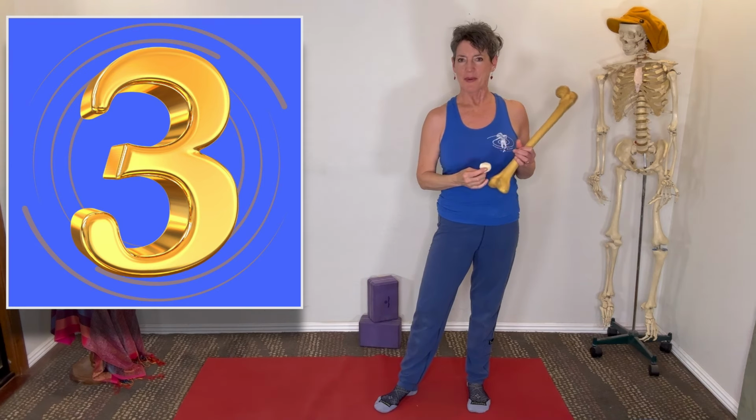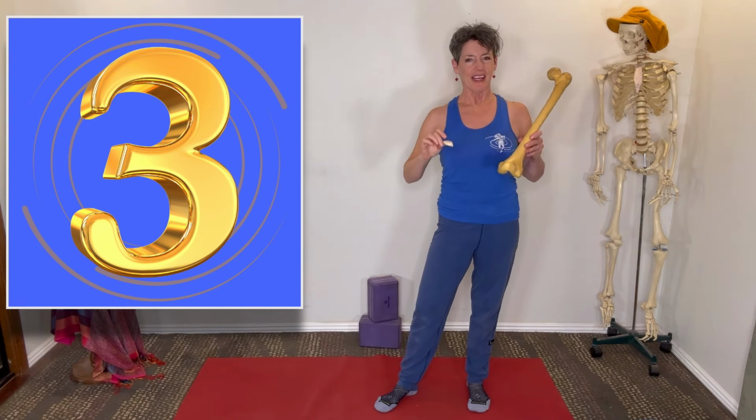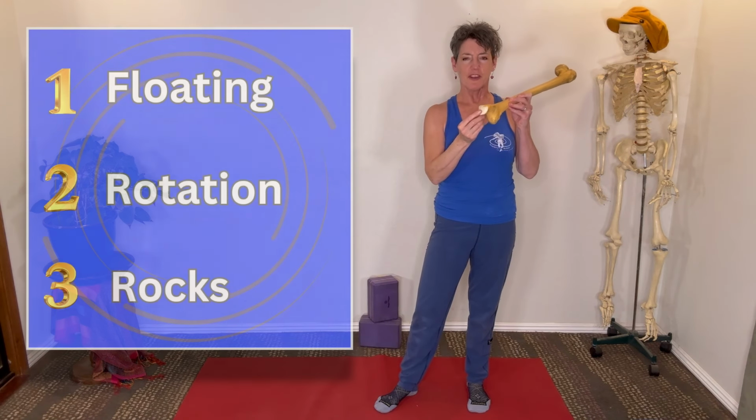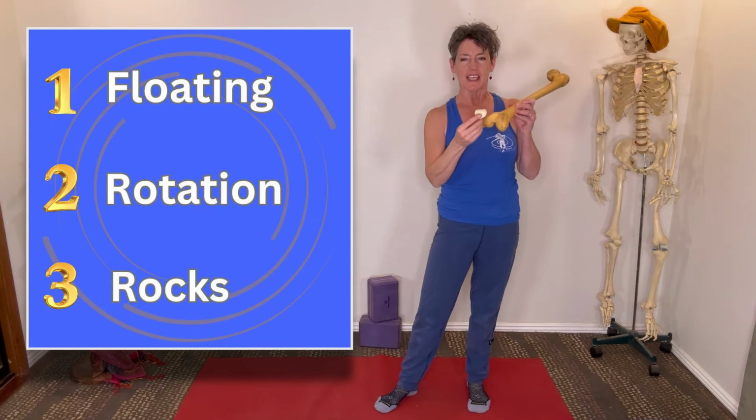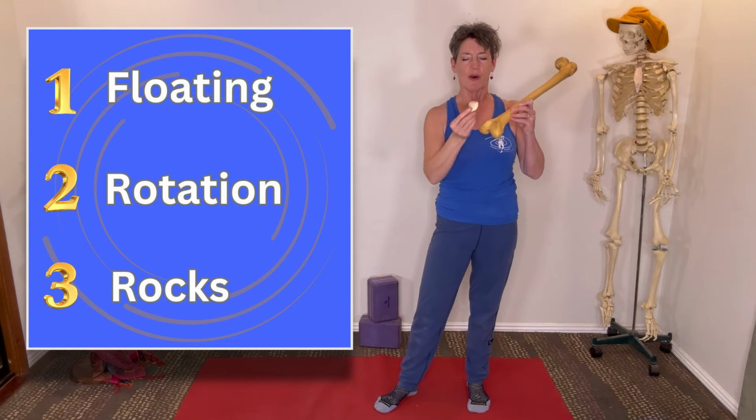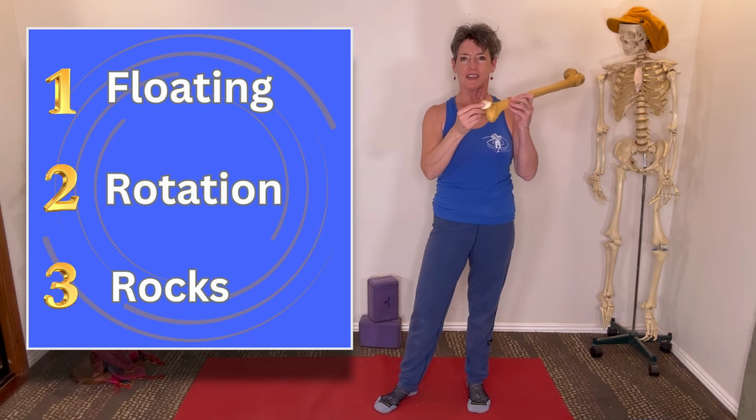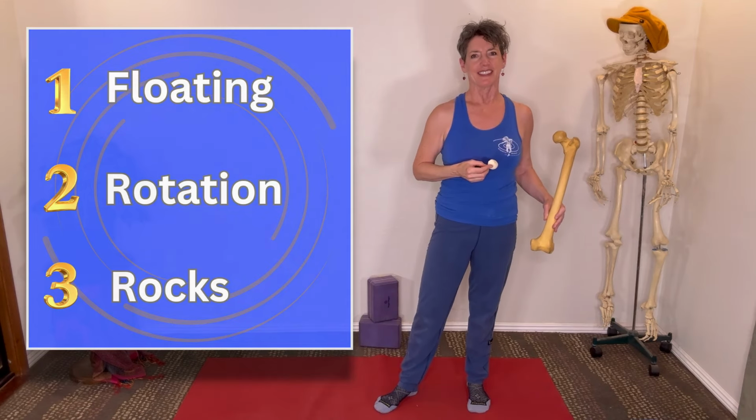The number 3 aspect of your kneecap to embody, to get rid of knee pain, is that your kneecap rocks. So first you have the floating image, then you have the rotation image, and now you have a rocking image because it's rocking as it glides in the groove. You'll be able to feel it.